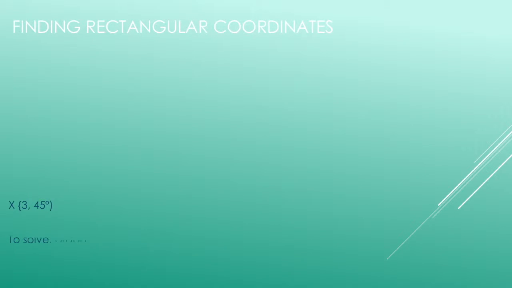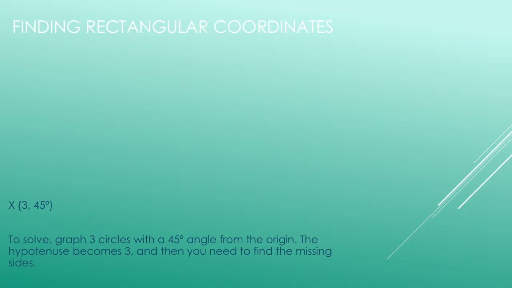And to solve this problem, we're going to graph 3 circles, because there's a 3, and we're going to make a 45-degree angle from the origin. And then we're going to make the hypotenuse 3, because of the 3 circles. And then we will need to find the missing sides, which is going to be easy for things like a 45-45-90 triangle and a 30-60-90 triangle. The reason that's easy is because we have a set proportion and ratio for what those sides are. And in this case, we're lucky to have a 45-45-90 triangle. We're lucky because I chose it.